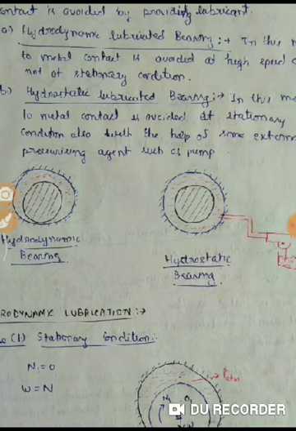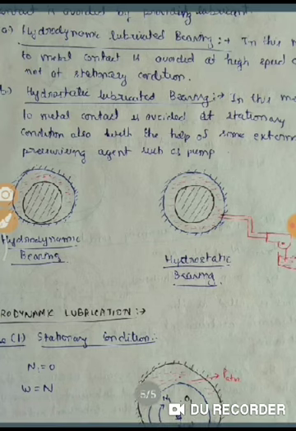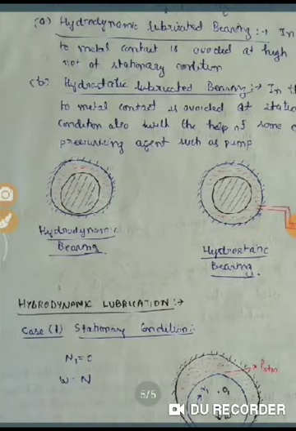Okay. Further, if we understand the hydrodynamic lubricated bearings, what happens? In hydrodynamic lubrication there is metal to metal contact at the starting condition, but as the speed increases, the metal to metal contact will slowly go away. Why? Because the lubricant present between the journal and the bearing will fill the complete space between them, so there will be no metal to metal contact, and the condition of complete lubrication is achieved.